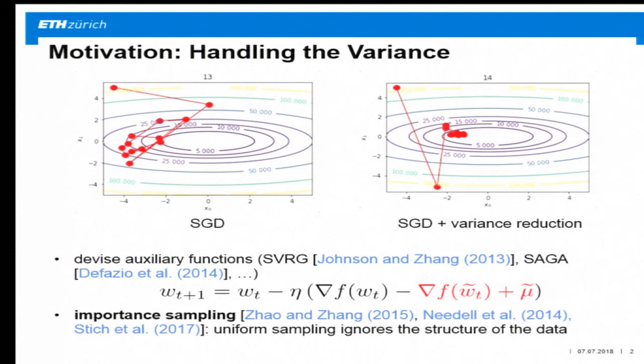So it would be clever to come up with good sampling distributions with which we can reduce the variance. In this work, we also take this direction and show how to come up with good sampling distributions based on multi-armed bandits.